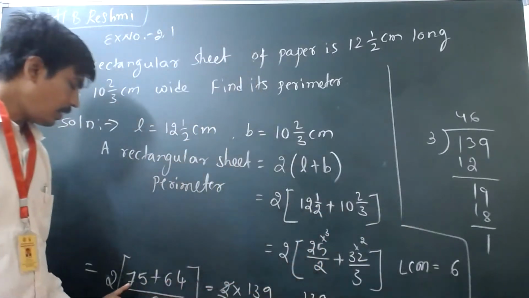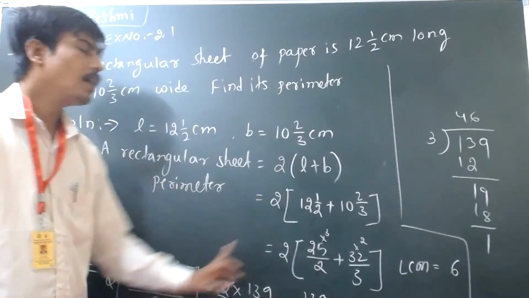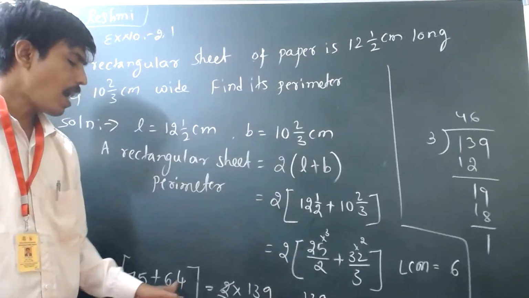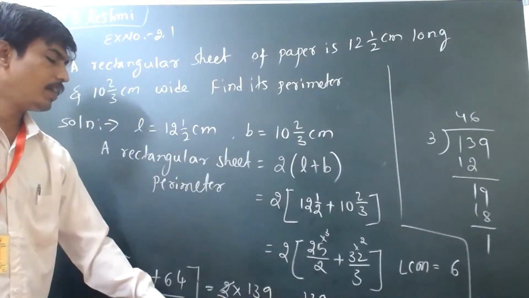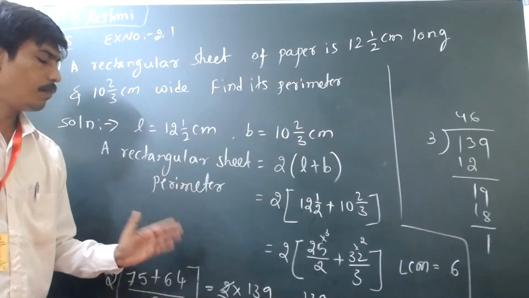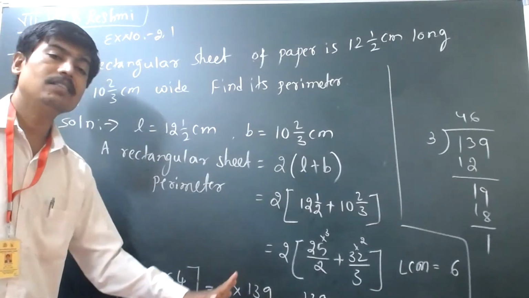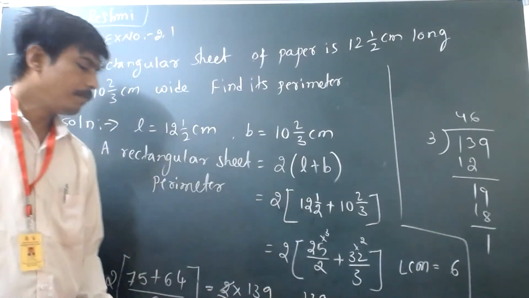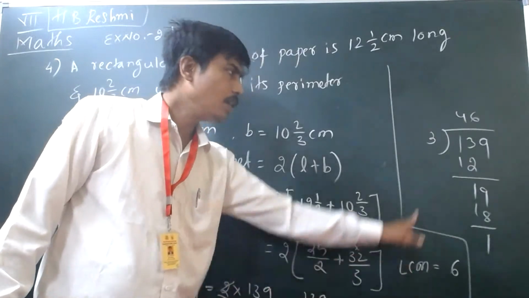So we'll get the answer as 25 threes are 75, 32 twos are 64 upon 6. If you add them, it will be 139 upon 6. And we can cancel it. The numerator cannot be cancelled with its own denominator, but the numerator of one fraction can be cancelled with the denominator of another fraction. 2 ones are 2, 2 threes are 6, and we got this answer as 139 by 3.